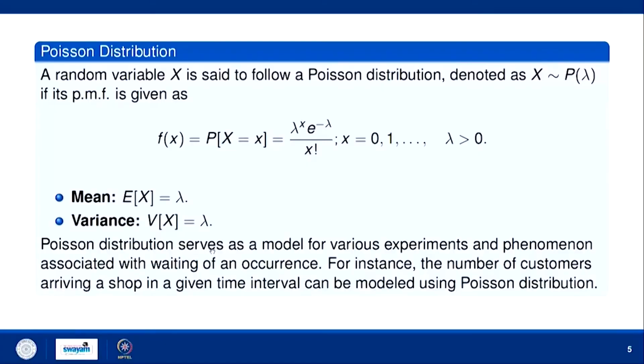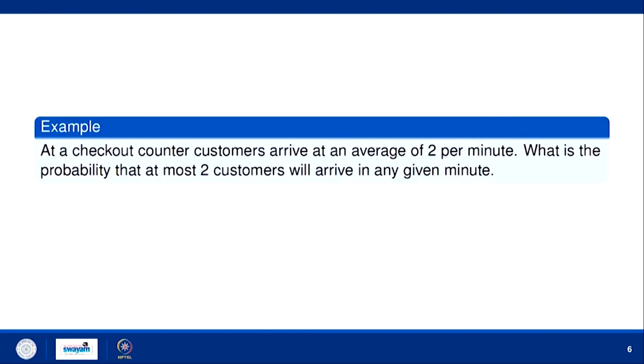Poisson distribution serves as a model for various experiments and phenomena associated with waiting for an occurrence. In queuing theory, we basically use such models. For instance, the number of customers arriving at a shop in a given time interval can be modeled using Poisson distribution. So, let us quickly do this example.